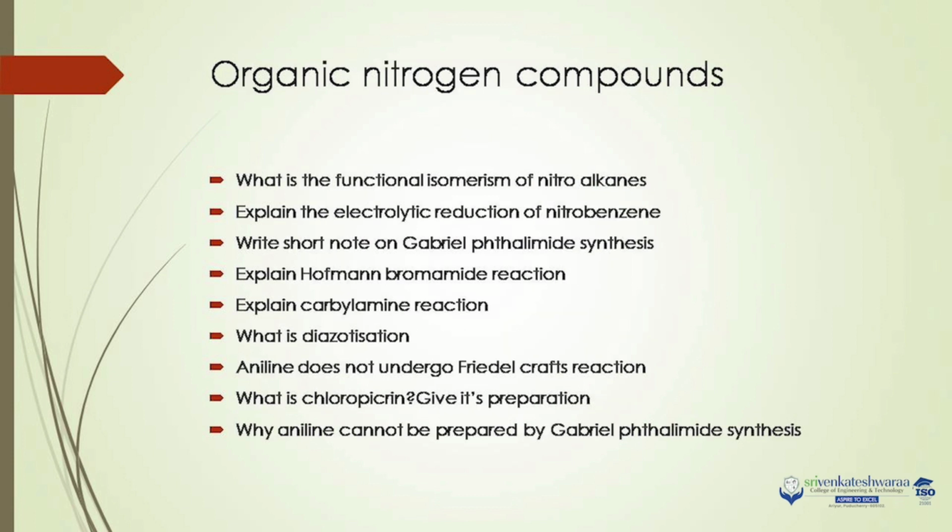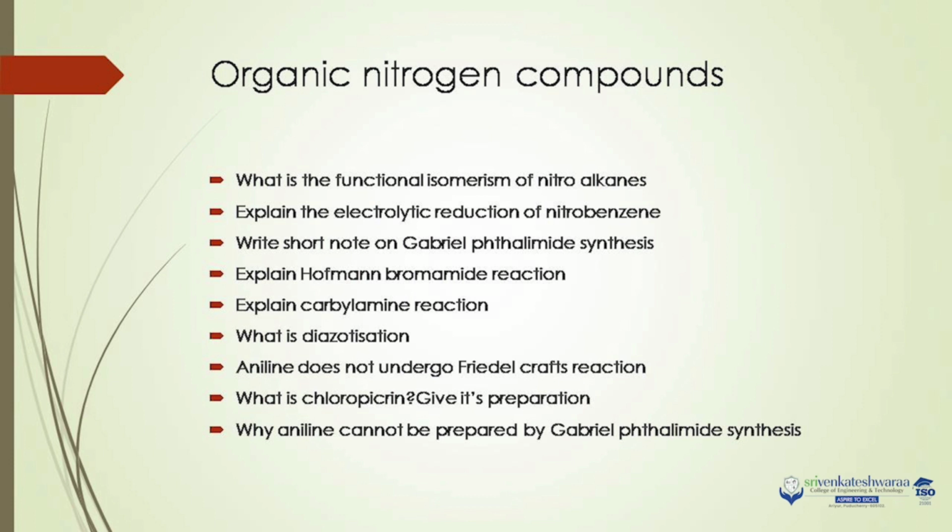Coming to nitrogen compounds, make a note that for primary amines we have the carbylamine reaction. This is a test for primary amines, and a very important one, where there is a formation of isocyanide: C6H5NC if it is aniline, and CH3NC if it is methylamine. Regarding the electrolytic reduction of nitrobenzene, the various reduction products of nitrobenzene is a 5-mark question; it depends upon the nature of the reducing agent.